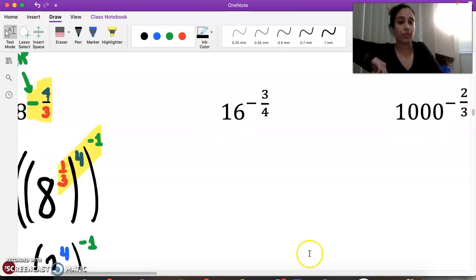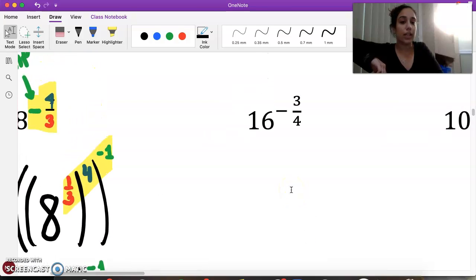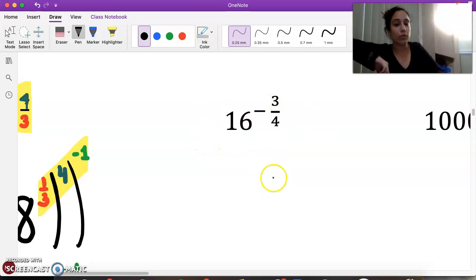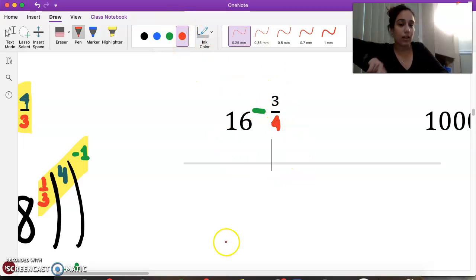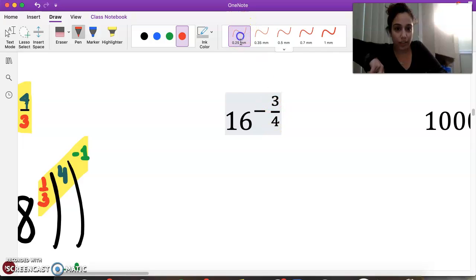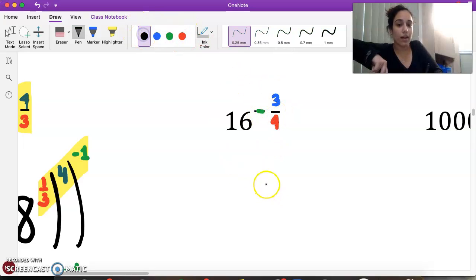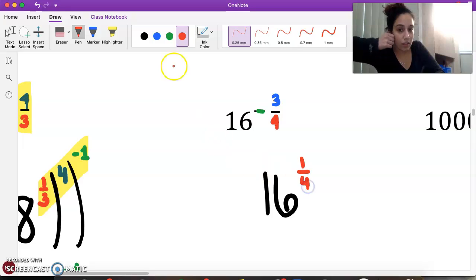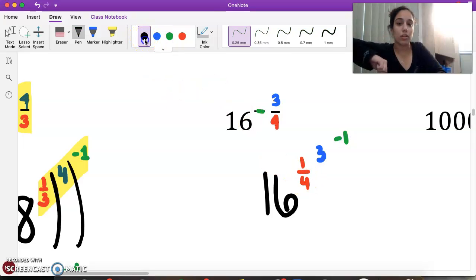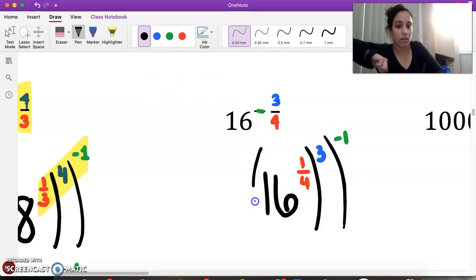Let's try another one. 16 to the -3/4 power. Root, power, flip. Here's your flip. Here's your root, 4. And then here's your power. So there's your 3 things. So let's write it out. We have 16 to the 1/4 to the 3rd to the -1. All 3 of these should multiply to the exponent, which it does.